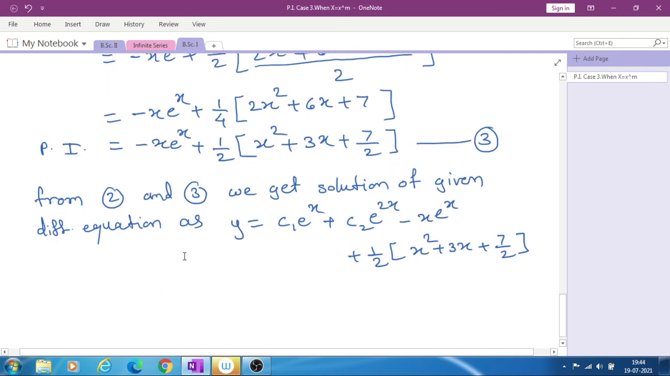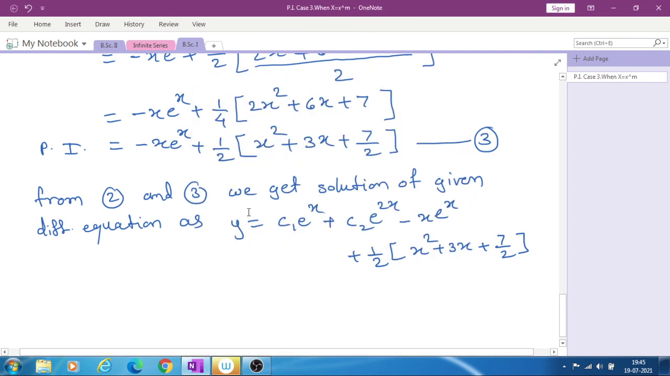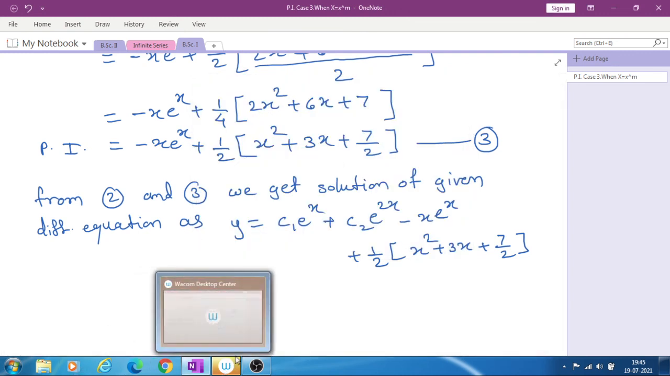Now in equation number 2 we found the complementary function, and here we found the particular integral, therefore the addition of the two, CF plus PI, is the solution. So from 2 and 3 we write the solution: y is equal to CF, that is C1 e raised to x plus C2 e raised to 2x, minus this whole PI, and thus we get the solution.